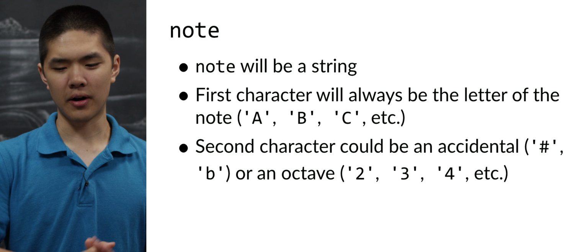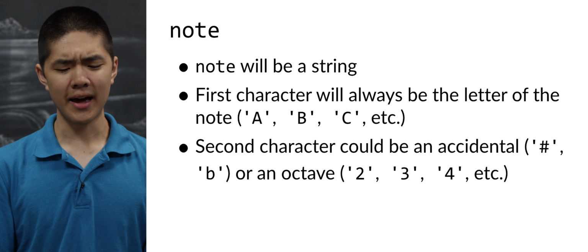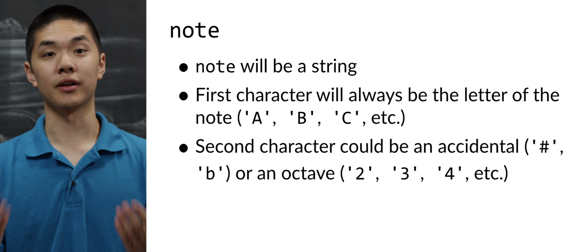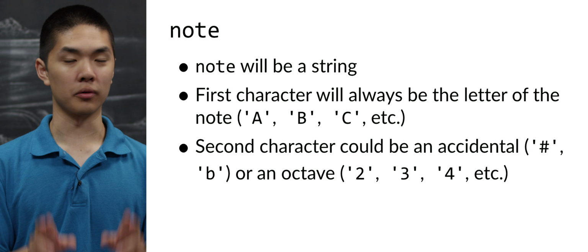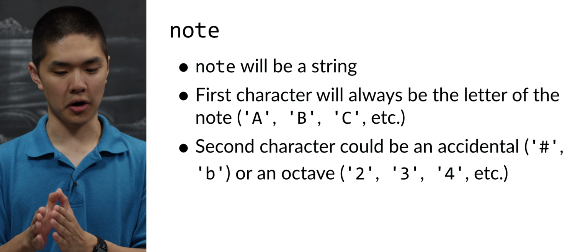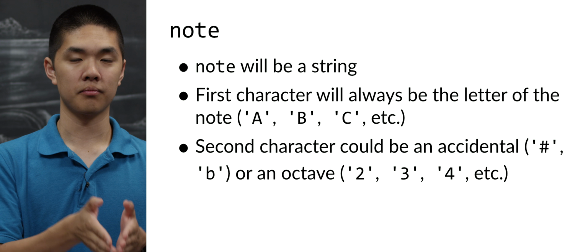On the other hand, if there is no sharp or flat, as we might call a natural note, then the second character isn't going to be the sharp or flat symbol, but it's going to be the octave symbol. So for instance, if we had the note C4, where there is no sharp or flat, C is still the first character, the letter of the note that we want, but the second character is going to be the octave, octave number 4.